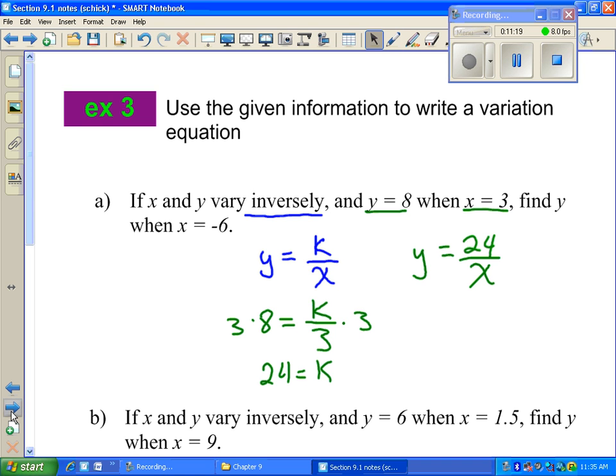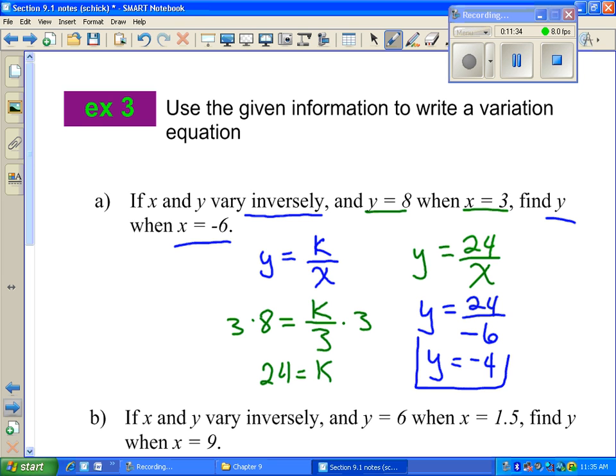Now that I have that function, I can use the second part to find y when x equals negative 6. So y is equal to 24 divided by negative 6. Ignore that bell. So y is equal to negative 4. That's the answer. Those are the two parts I need for this problem. So what do I need to do with these problems? Number 1, find the function. Number 2, find k. Number 3, find what's missing.